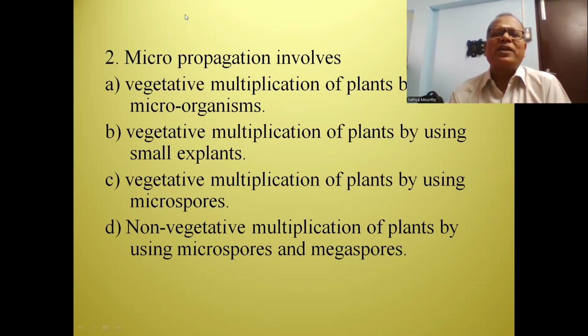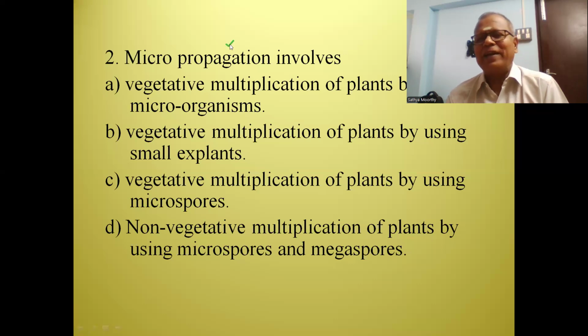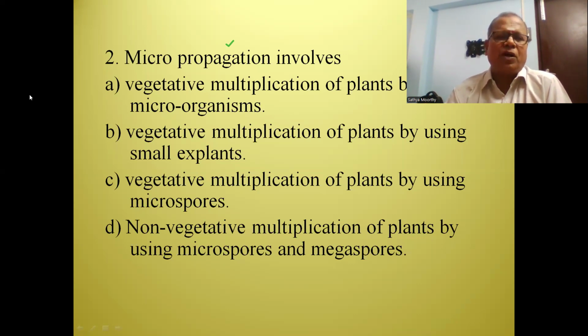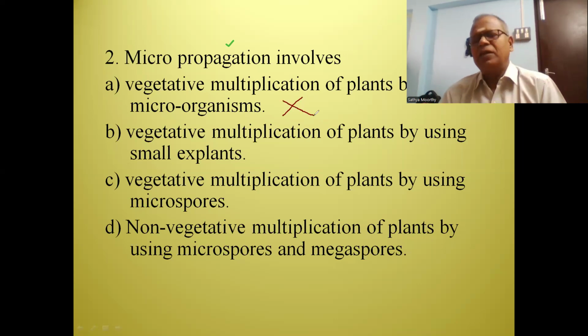Micropropagation involves... he has asked. You know what micropropagation is. Tissue culture is also known as micropropagation. Vegetative multiplication of plants by using microorganisms. We use microorganisms for the vegetative propagation of plants. It is not a correct definition for micropropagation.